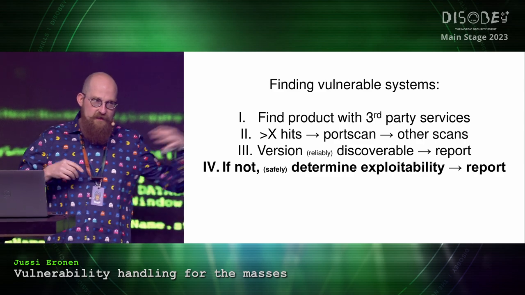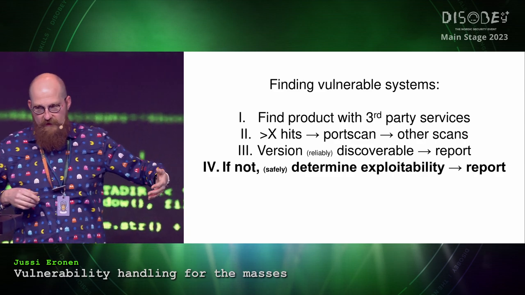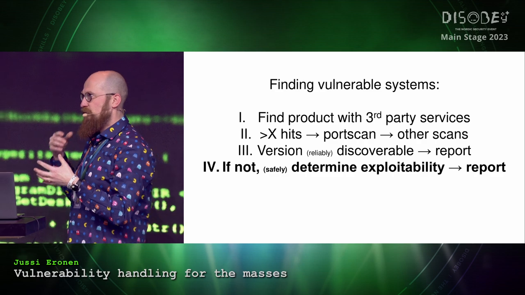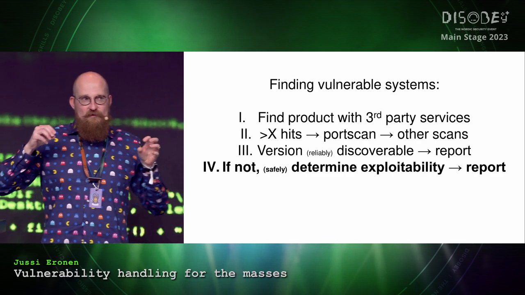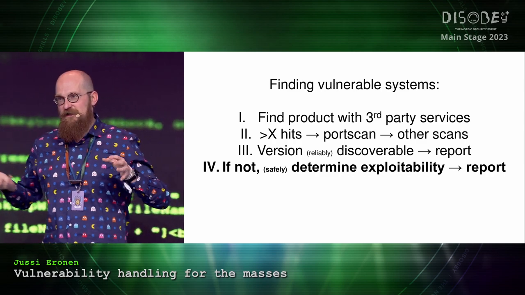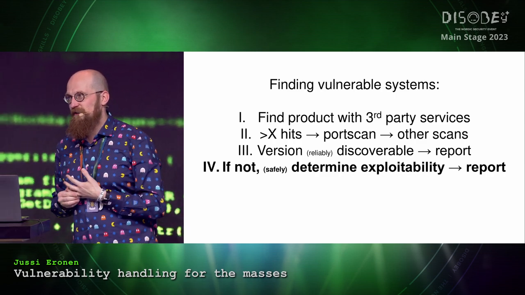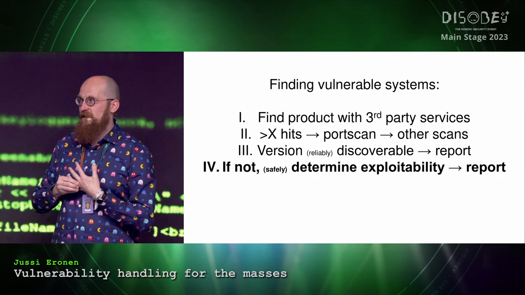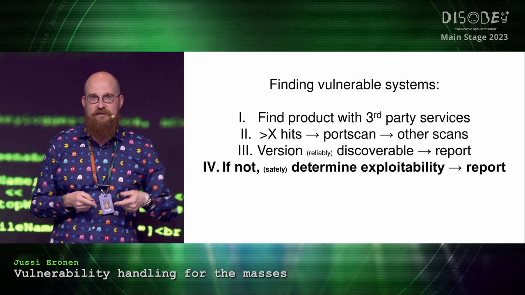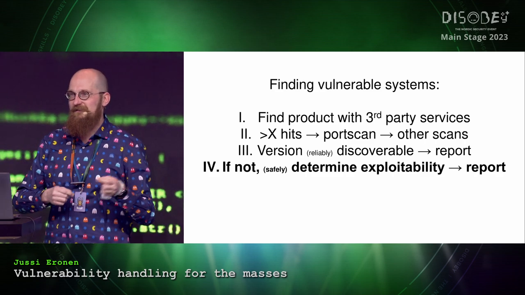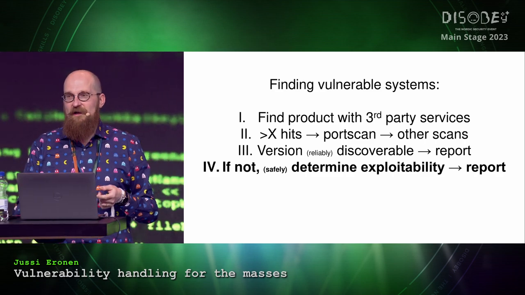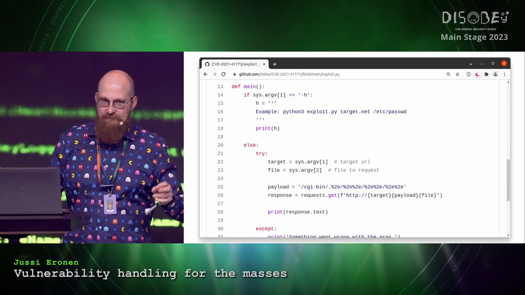So in case the version detection fails, then you need to do something scary. You need to actually try to exploit something in order to see if it's vulnerable to the exploit. And well, us being public servants, we have to obey the law, you know. So we can't really commit any crimes. And that makes things tricky.